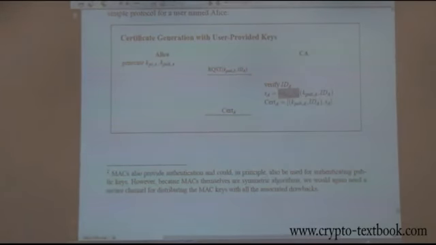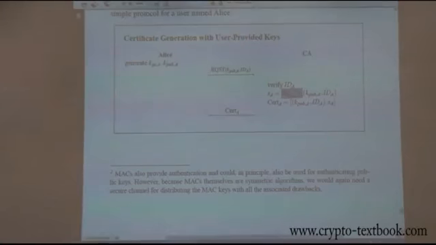He can compute KAB, which is alpha to the, which is uppercase A to the B, which is alpha A B. Alice can do the same.